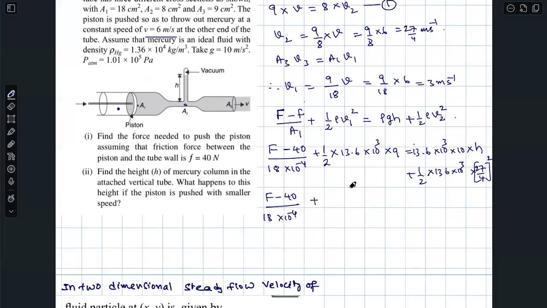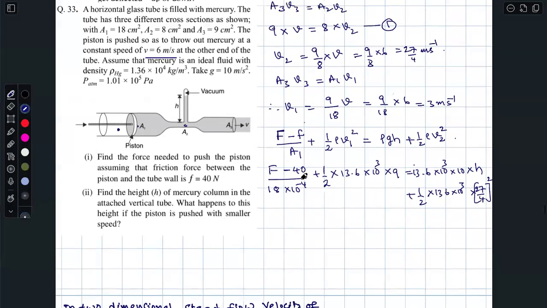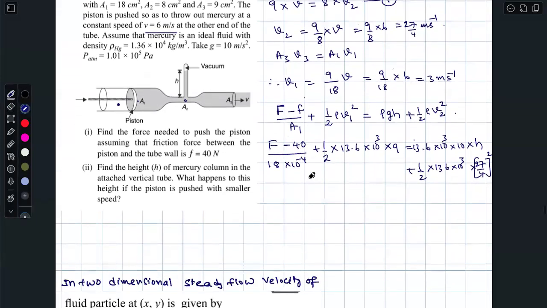That's all. Just solve this. Everything is available. H also they have given. They have given H, if I'm not mistaken. No, they haven't given.